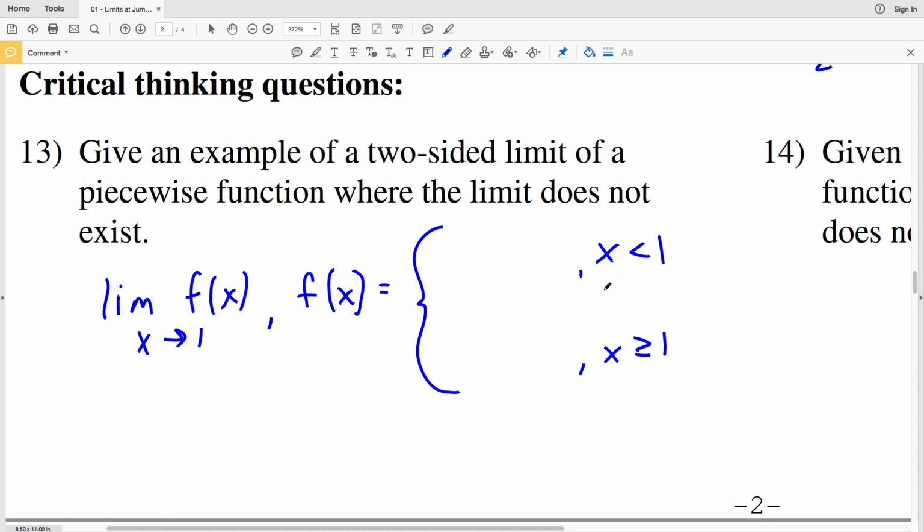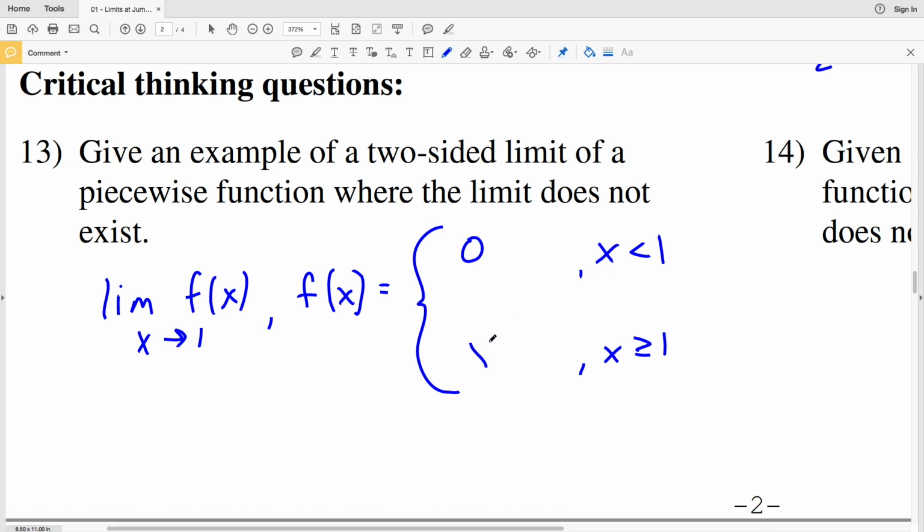So for values less than 1, I want the limit to be different than values greater than or equal to 1. So this is easy. Let's just do two completely different constants, 0 and 2. If I do 0 and 2, approaching from the left, my limit is 0. Approaching from the right, my limit is 2. Because 0 doesn't equal 2, the limit as x approaches 1 doesn't exist.